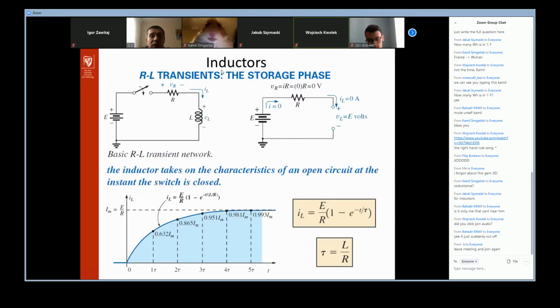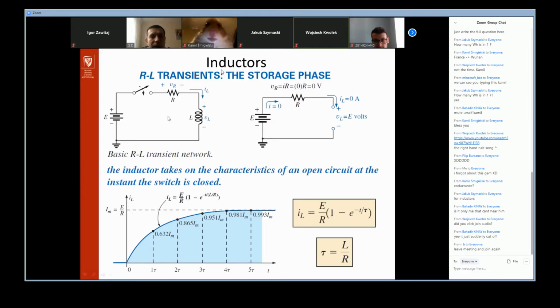Let's go to the transient analysis for the inductor network, the RL network. What happens in this case when we turn the switch on and off? What happens the first moment? Let's consider the current which is passing through the coil. Okay, let's turn on the switch.